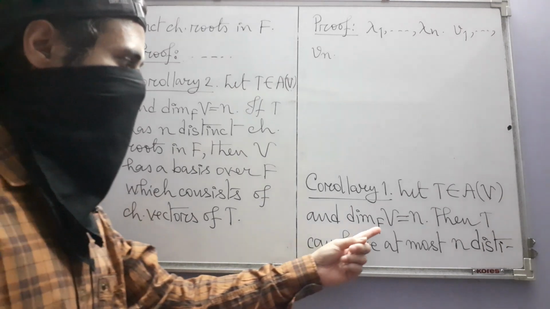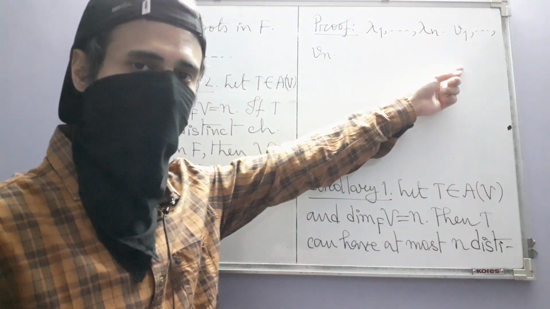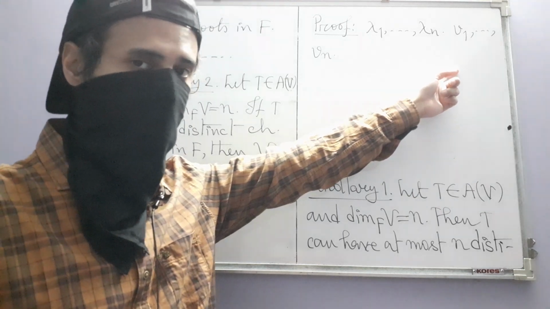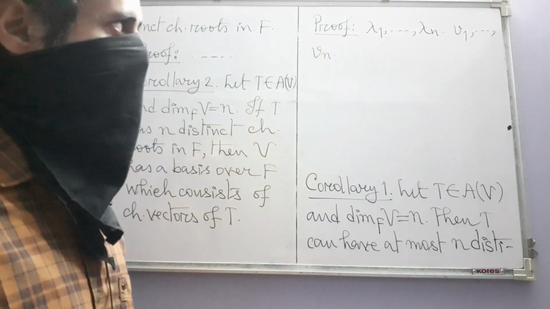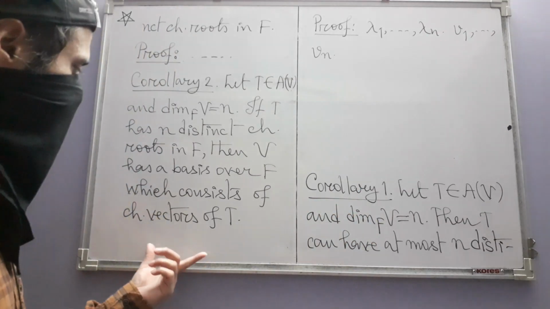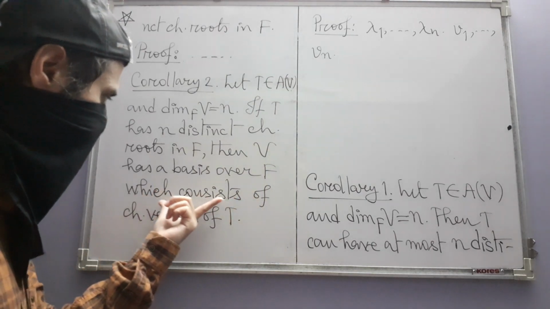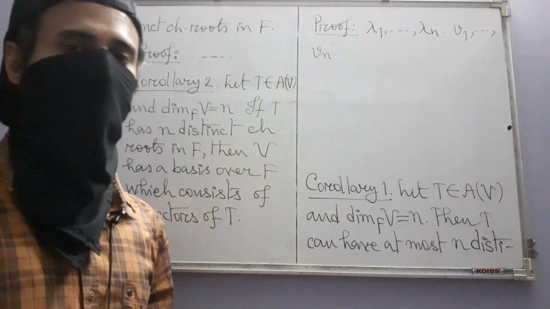Now, what is the dimension of V? n. And how many vectors do we have in this set? n. And the set is linearly independent. So this set must form a basis for this vector space. So that's how you have a basis of V over F whose elements are characteristic vectors.